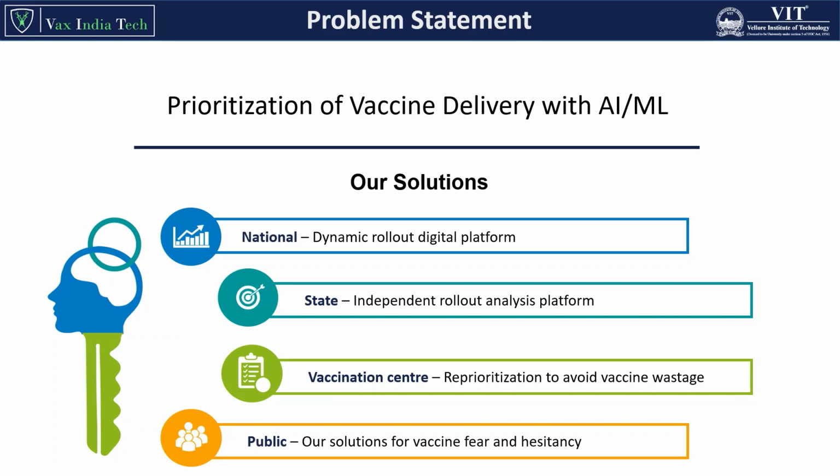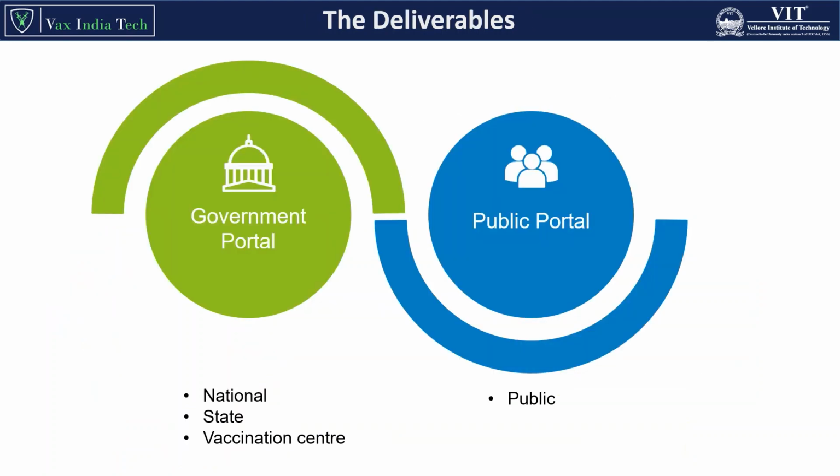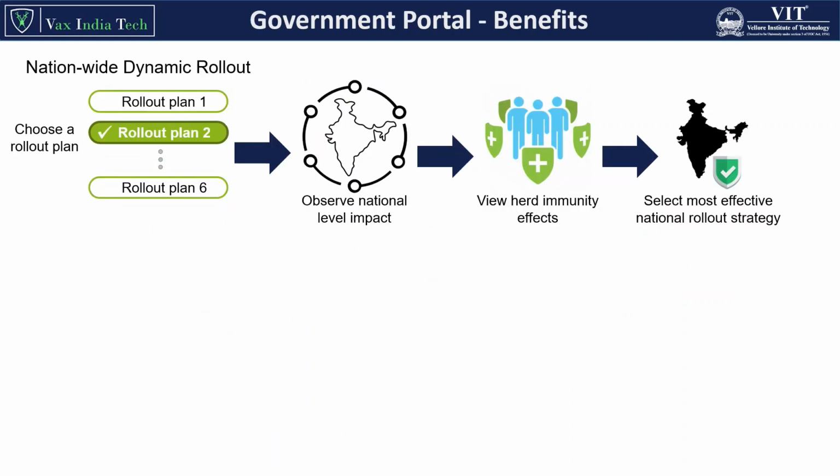We also determined that without effective micromanagement at the ground level, there will be vaccine wastage. To minimize vaccine fear and hesitancy, we have developed a public portal. Our solution benefits 2 primary stakeholders, the government and the public. The nationwide dynamic rollout digital platform allows the government to observe the national level impact and herd immunity effects of various rollout plans. Accordingly, decision makers can select the most effective rollout strategy for our country.